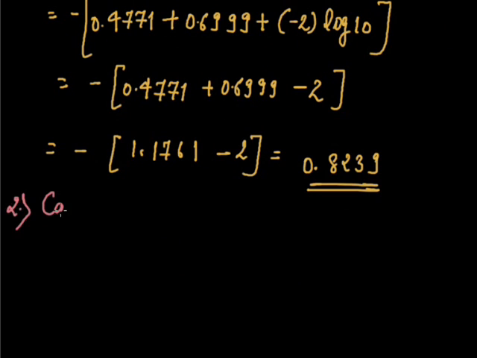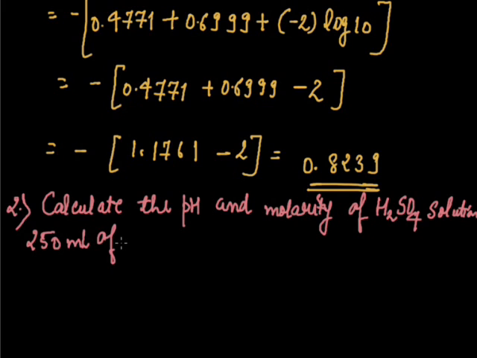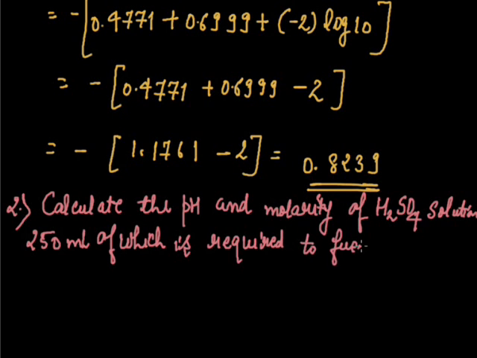We'll solve another question. Question number 2 is based on the same phenomenon. Calculate the pH and molarity of the H2SO4 solution, 250 ml of which is required to fuse 500 gram of CaCO3.